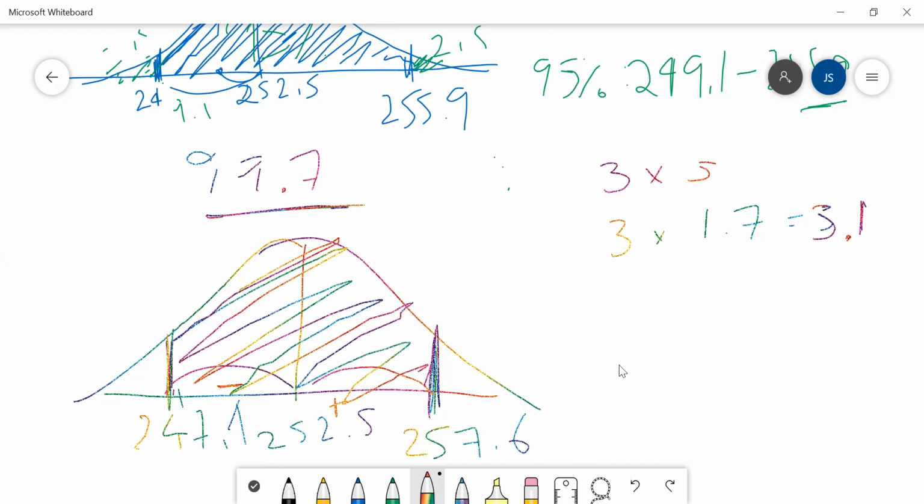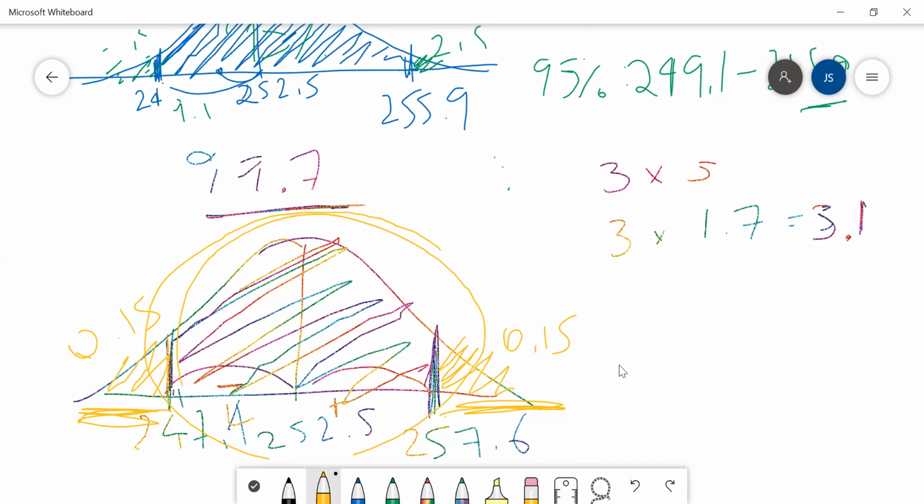So that means from here to here, this is 99.7% of your biscuits. So the minimum of around 99.7% of your biscuits start from 247.4. That's meant to be equal. And it ends around 257.6. But the remainder of 0.3%, which is here, 0.15 each, half of 0.3, will either be less than that amount or higher than that amount. So 99.7% of the biscuit boxes sit in this range here.